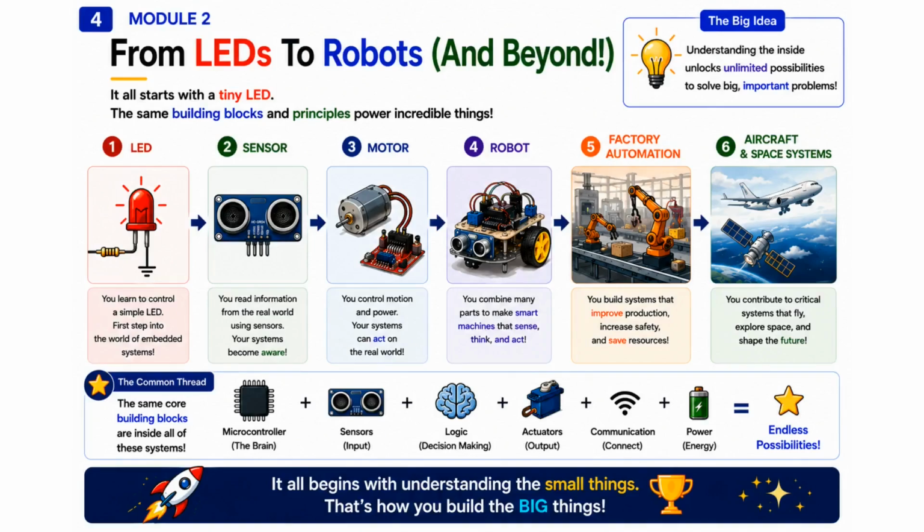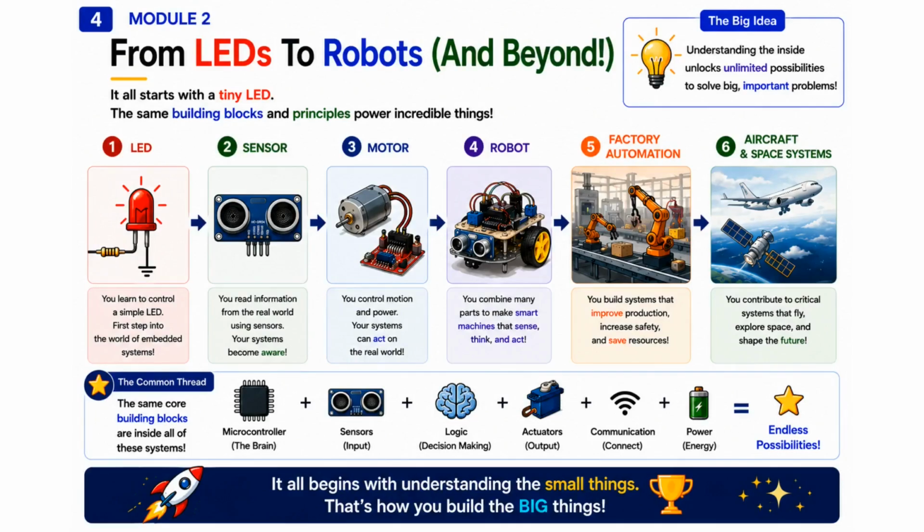Learning to turn an LED on and off may seem like a tiny achievement, but it is actually the first step into the world of embedded systems. The next step is working with sensors. Sensors allow our systems to understand the real world. They can measure distance, temperature, light, pressure, and many other physical quantities. Once a system can sense its environment, it becomes aware.